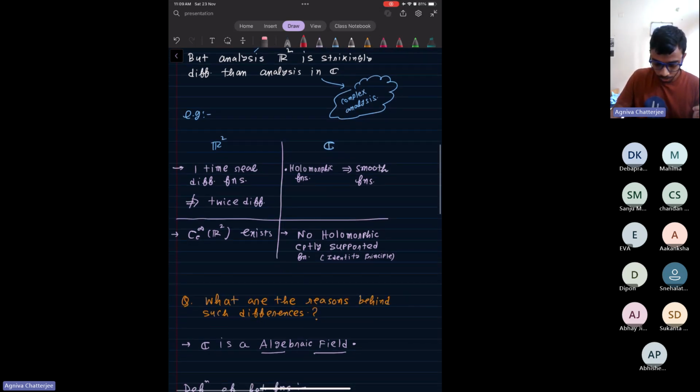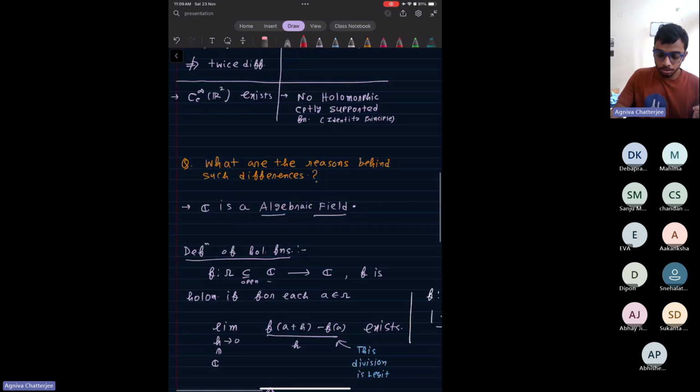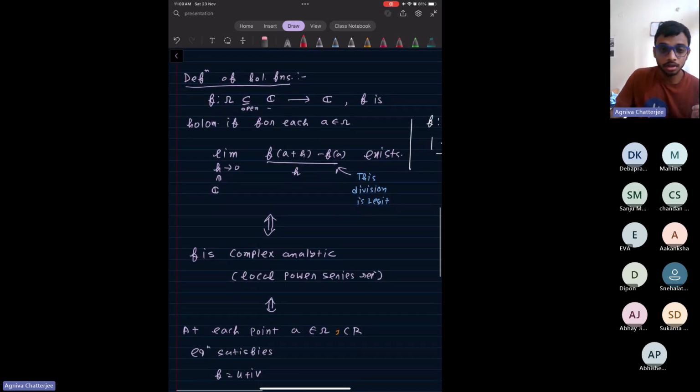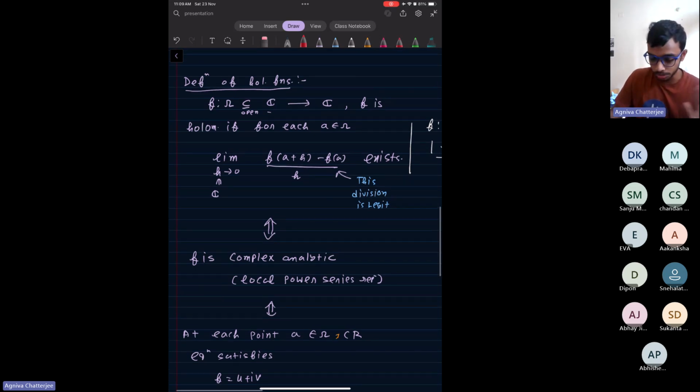That's the main reason why complex analysis is so vastly different from the analysis in multivariable calculus, or real multivariable calculus. Now, let's jog your memory a little bit more. What is the definition of a holomorphic function in complex analysis? We're just talking about complex analysis. No several complex variables have been introduced.